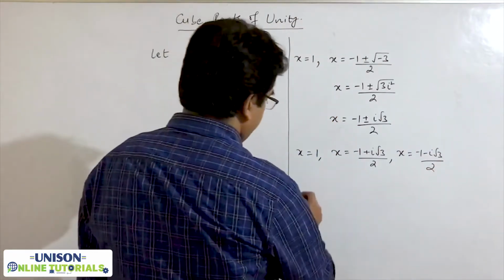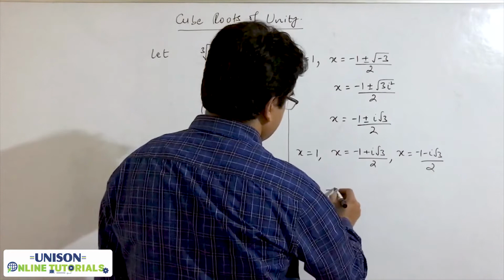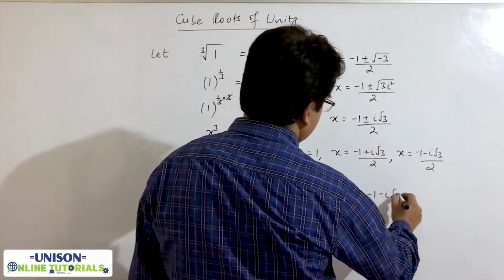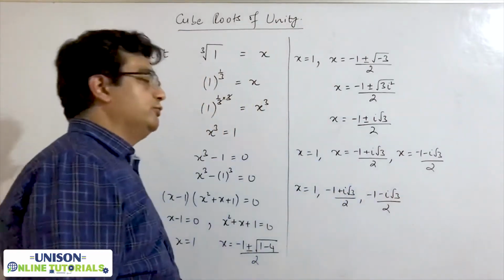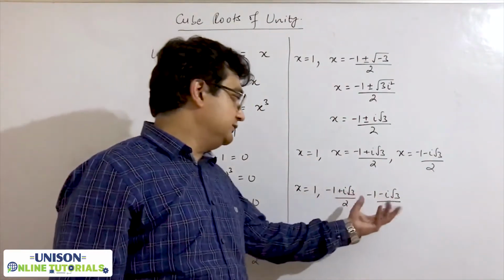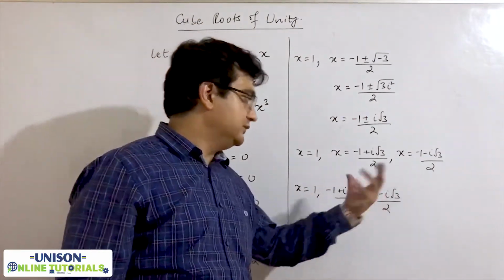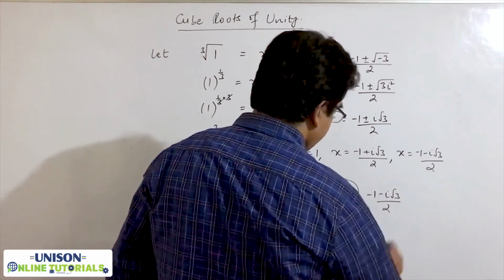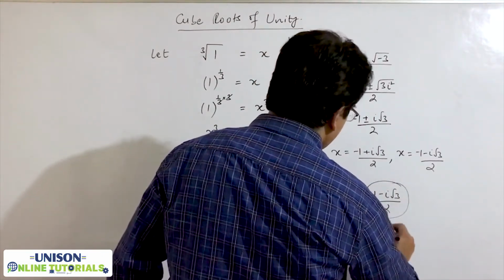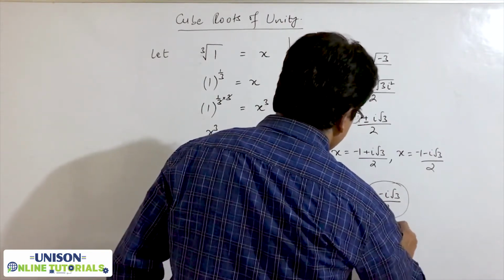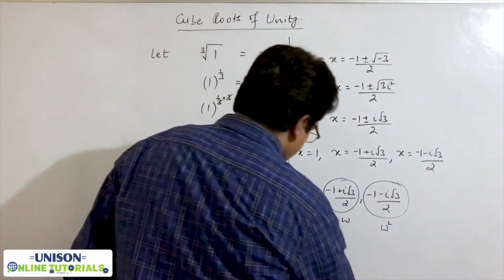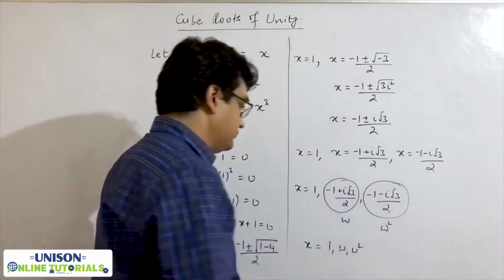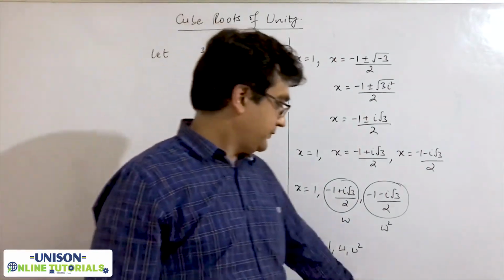So we have three values of x. One is 1, one is minus 1 plus iota root 3 by 2, and one is minus 1 minus iota root 3 by 2. So these are the cube roots of unity. That means the three roots of 1 are 1, this and this. We will take this as omega and this as omega square. So the cube roots of 1 will be 1, omega and omega square. These are the three cube roots of unity.